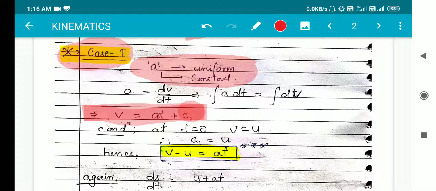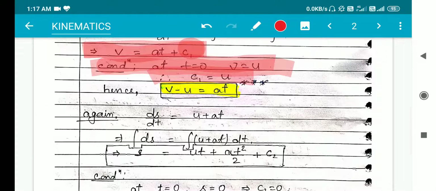So I am going to apply the condition that at time 0 the velocity is u, that is the initial velocity. By putting this condition, we get the value of the arbitrary constant c1, that is u. So by putting the value of c1, we get the equation v minus u equal to at. This is one of the important equations of motion.